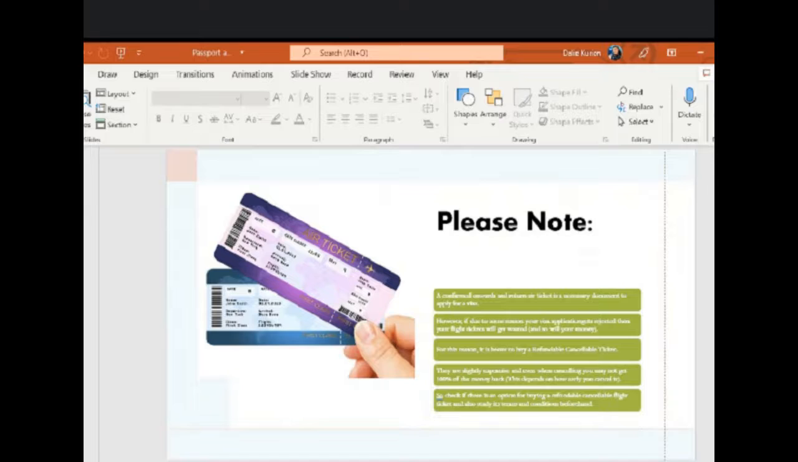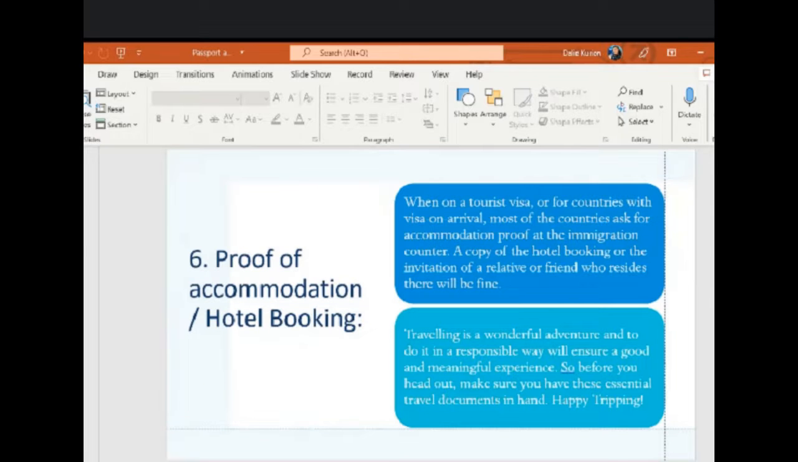They are slightly expensive, and even when cancelling, you may not get 100% of the money back. So check if there is an option for buying a refundable, cancellable ticket, and also study its terms and conditions before buying. It's a little costly, but none of the airlines will provide a 100% refund, right? 25% would be taken by them, or 20% would be taken by them. Under those conditions it would go like that, but the rest of the amount you would be getting, right? So it's always good you take up a refundable one.